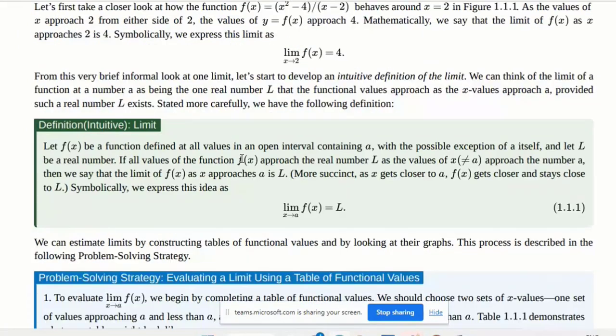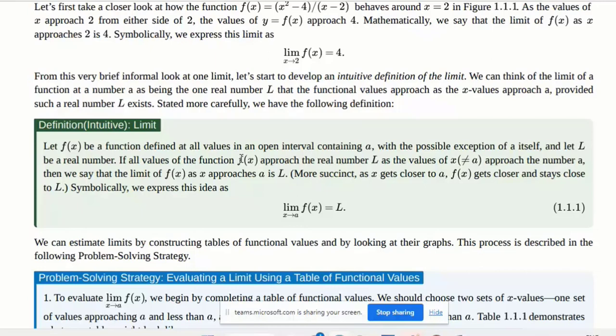Definition of a limit. Let f of x be a function defined at all values in an open interval containing a, with the possible exception of a itself, and let L be a real number. This is not your textbook, no? Let me say that in advance.